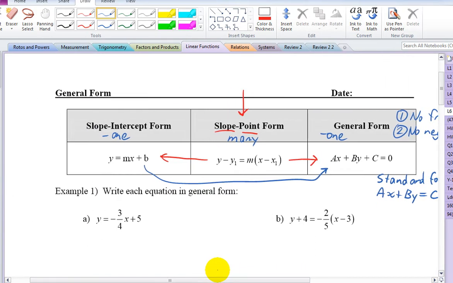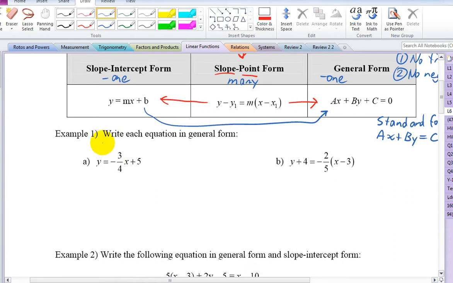So what we want to do is we have this equation. It's in y equals mx plus b. We want to change it into general form. Okay, so the first thing we want to do is get rid of the fraction. What we do is we multiply by a common denominator. In this case, it's easy. It's simply 4. So we're going to multiply each term by 4, and by 4.